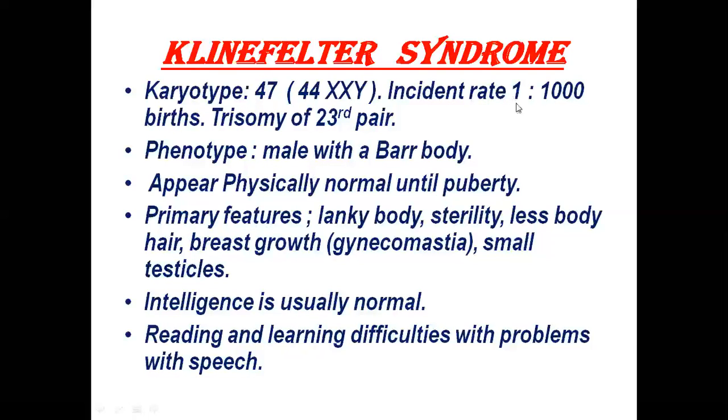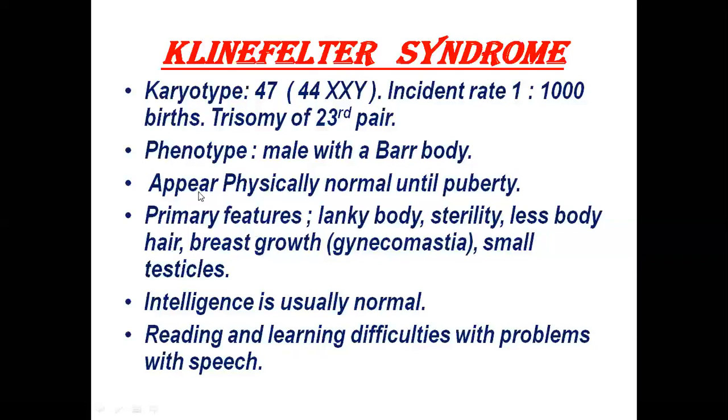The incidence rate is 1 in 1000 births, and this is the trisomy of the 23rd pair, where the 23rd pair fails to segregate during cell division. The phenotype of Klinefelter syndrome is male, and you can find a Barr body. A Barr body is a condensed X chromosome, a highly condensed and darkly stained X chromosome in the nucleus. Since Klinefelter males have two copies of the X chromosome, you expect a Barr body.